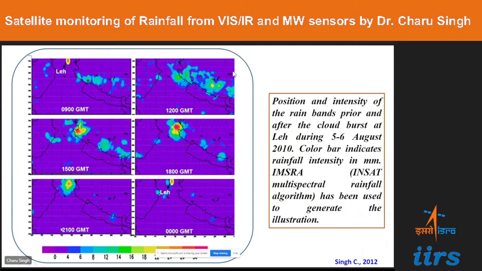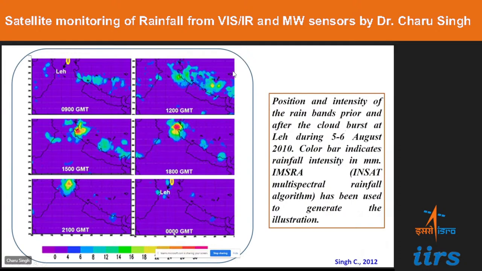This system further moved towards the Leh region around 18 GMT. And this is the time of the cloudburst event on August 6. This is the intervening night of August 5 and 6. So this is 21 GMT, August 5. This is the intervening night as per Indian Standard Time. And this was the time of the cloudburst over the Leh region. So you can see a darker patch here, which corresponds to the heavy intensity rainfall over the Leh region during the time of the cloudburst event.